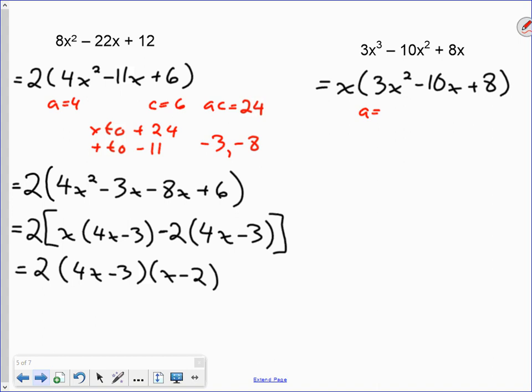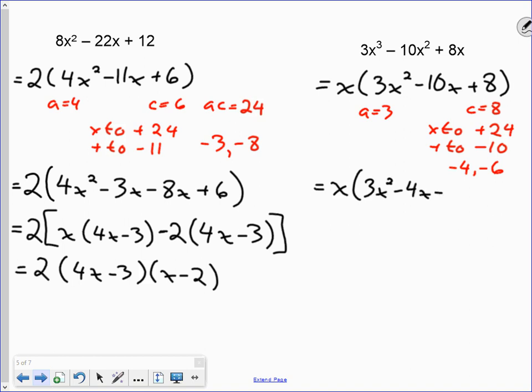Our a is 3, our c is 8, so we're looking for two numbers that multiply to AC, which is positive 24, and add to negative 10. Those two numbers are going to be negative 4 and negative 6. So we still have the x out front. We're going to use that negative 4 and that negative 6 to break up the middle term: 3x squared minus 4x minus 6x plus 8. And then we are going to factor by grouping these two terms and these two terms.